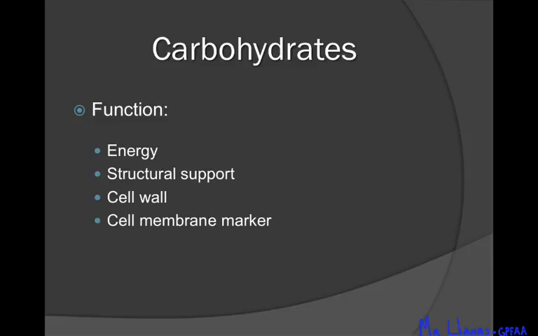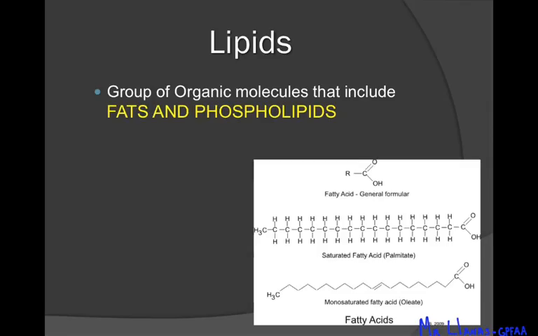The function of a carbohydrate is going to be to provide fast energy for the body. It also stores energy, but very, very small amounts. And it supports a lot of the structures in our body, or in other organisms, like plant cell walls. Also it's in the cell membrane as markers, so it's used for signaling as well.